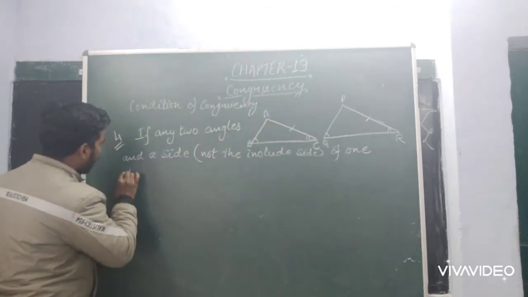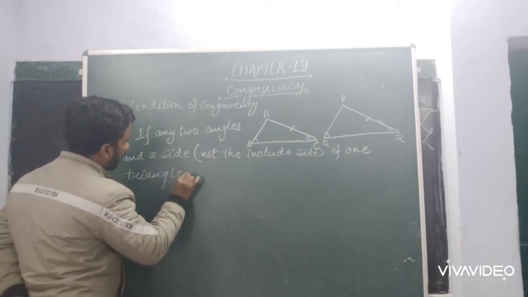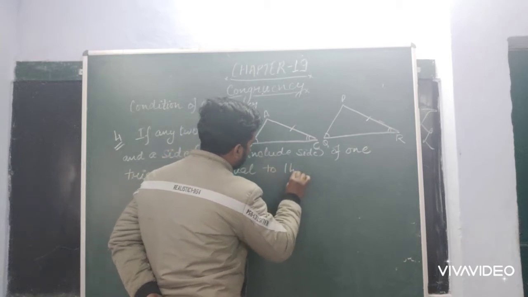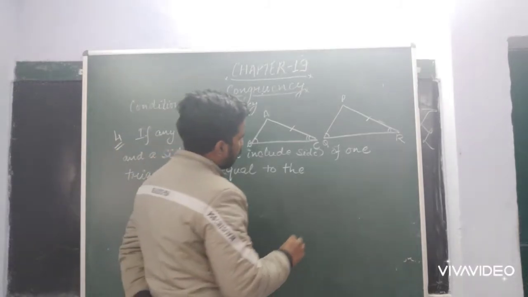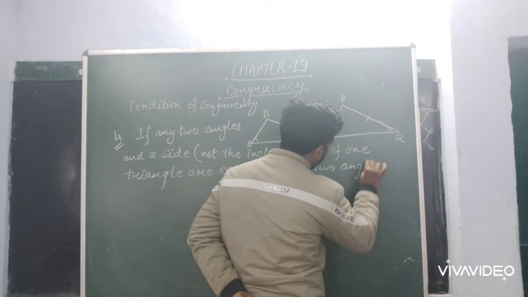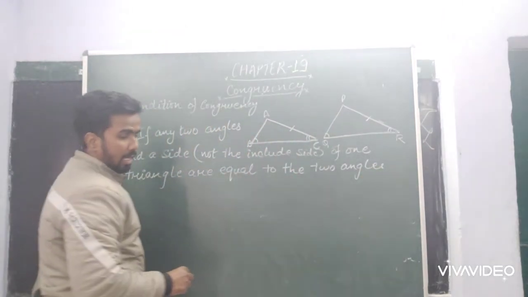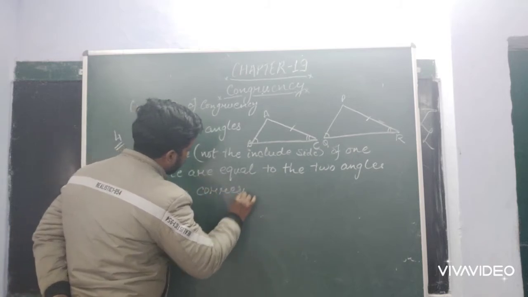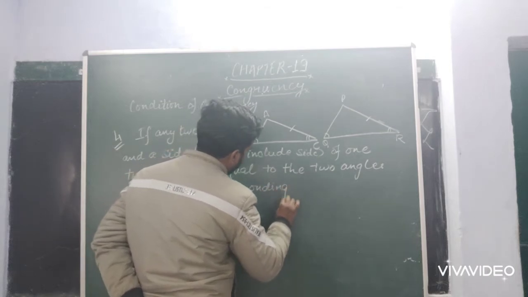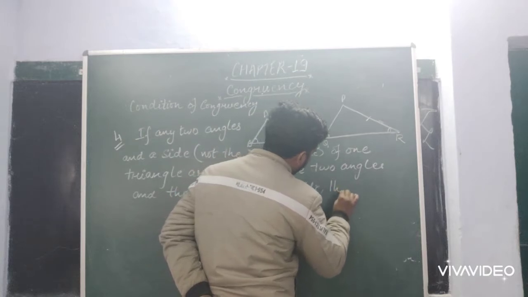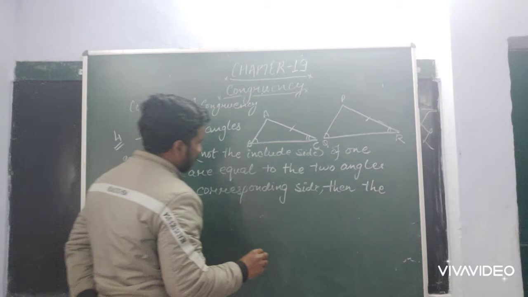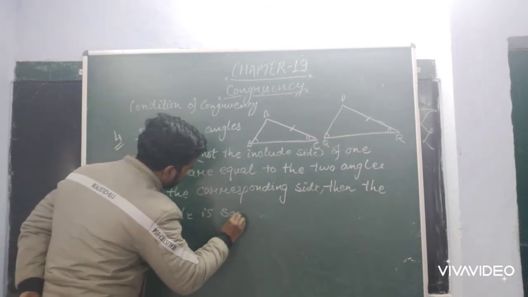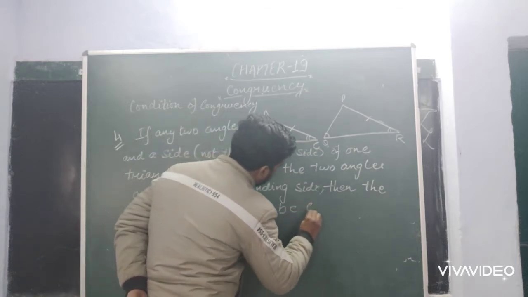are equal to the two angles and the corresponding side of the other triangle, then the triangles are said to be congruent.